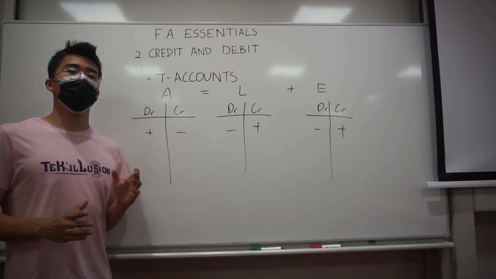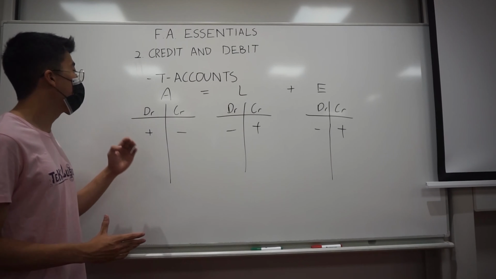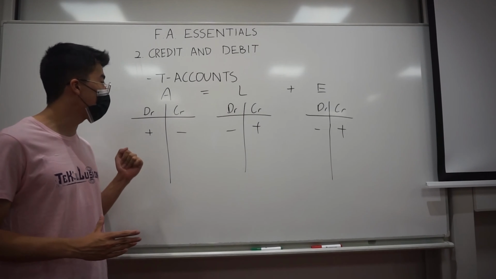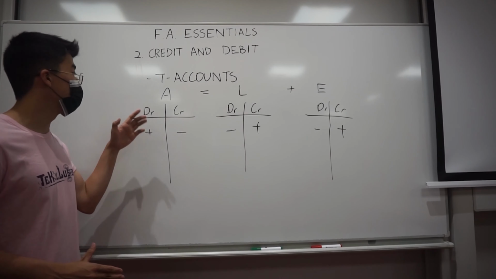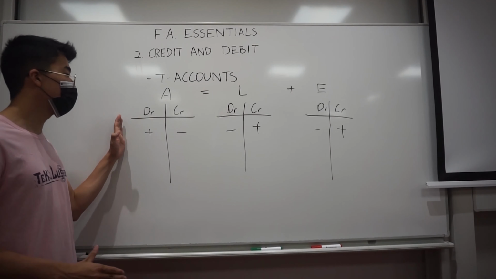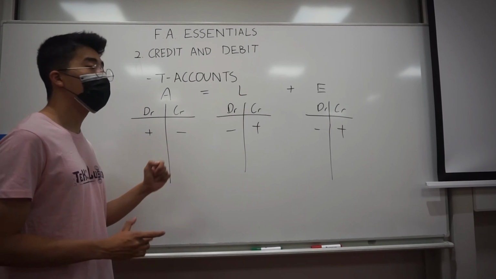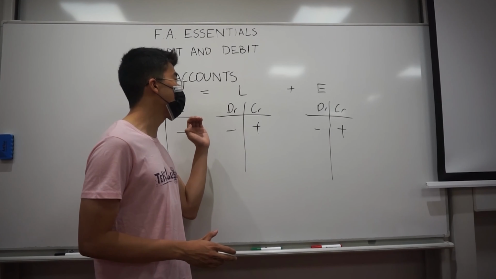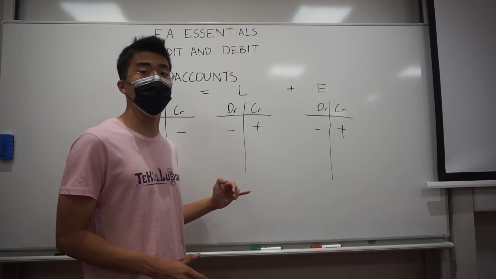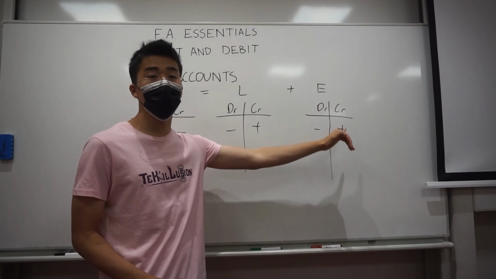What you need to know about T accounts, or just crediting and debiting in general, is that whenever an account on the total asset side increases in value, it is being debited, and it's always on the left side. Debiting is always on the left side. And whenever it decreases in value, it's being credited. Vice versa, on the total financing side, whenever an account is being debited, it decreases in value, and whenever it's being credited, it increases in value. That goes for equity as well.